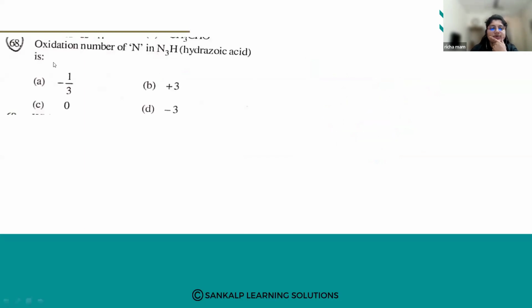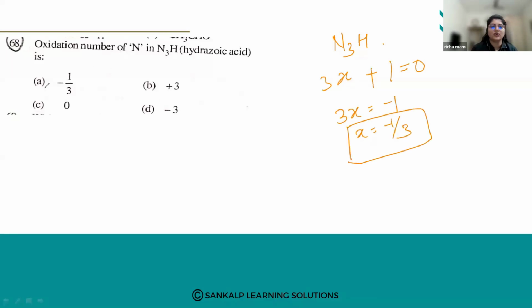Next one: oxidation number of nitrogen in hydrazoic acid. Find out. So 3x plus 1 is equal to 0, so 3x equals -1, x equals -1 by 3. Which is the answer? Option number A. Understood? The oxidation state of nitrogen in hydrazoic acid is -1 by 3. Okay, fine. Let us go for the next one.